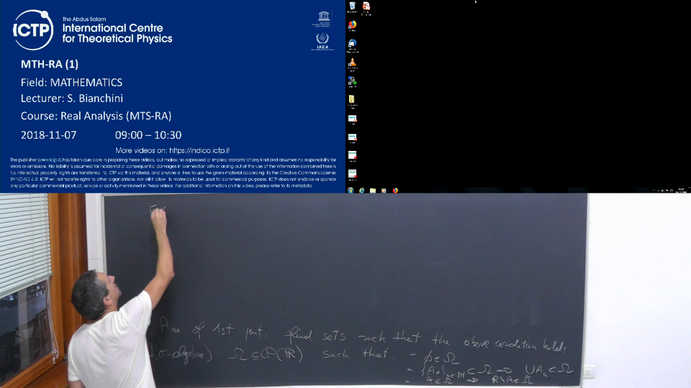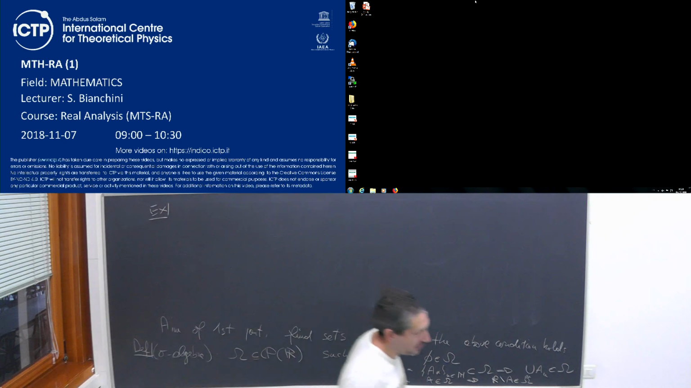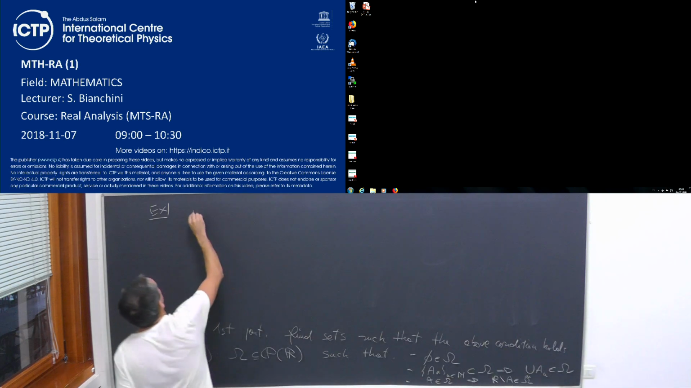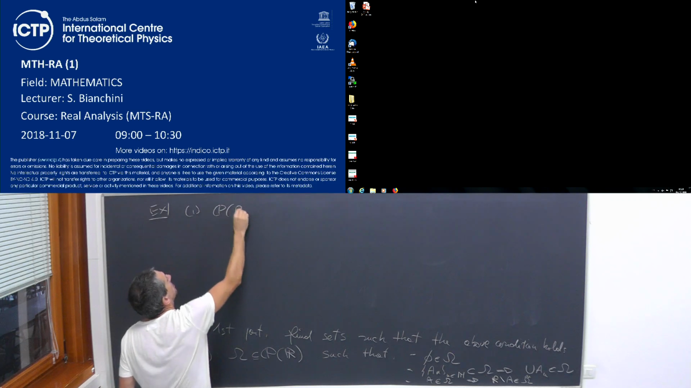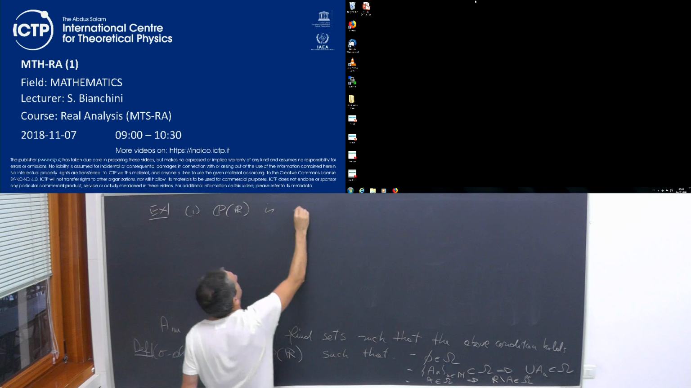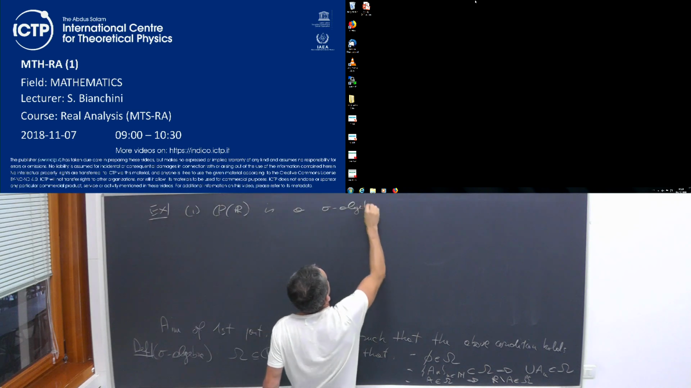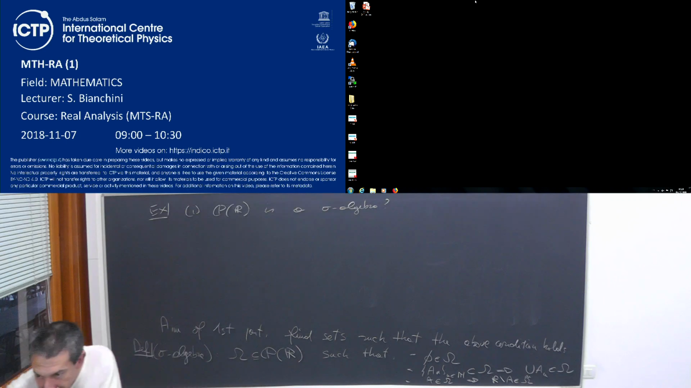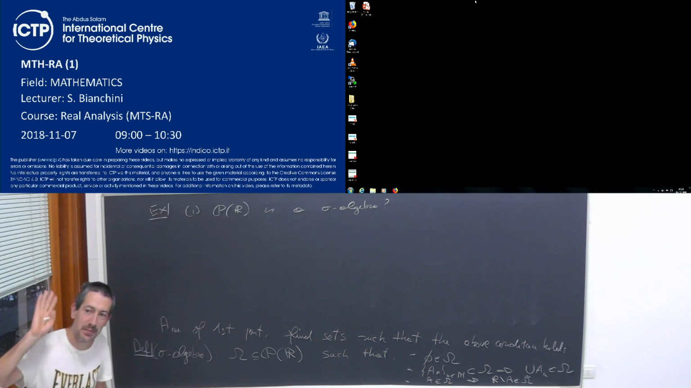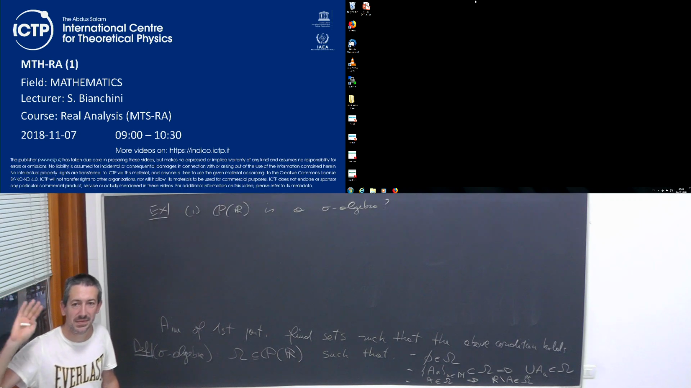So let me see how many of you can solve this exercise. For example, the power set of any set over R is a sigma algebra. You can say, I have some doubts. Many of you don't have doubts, maybe somebody has doubts. In that case, okay, you do the exercise.